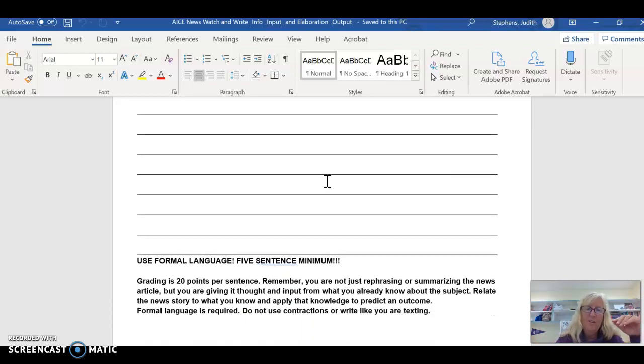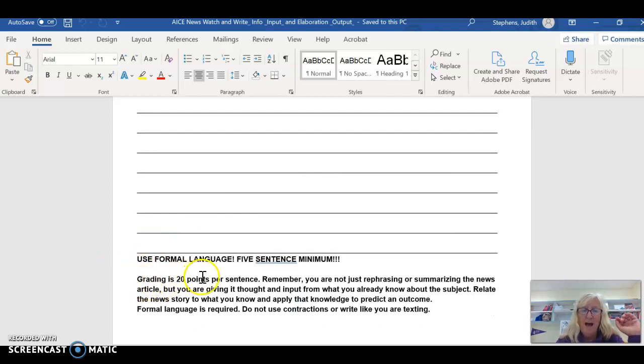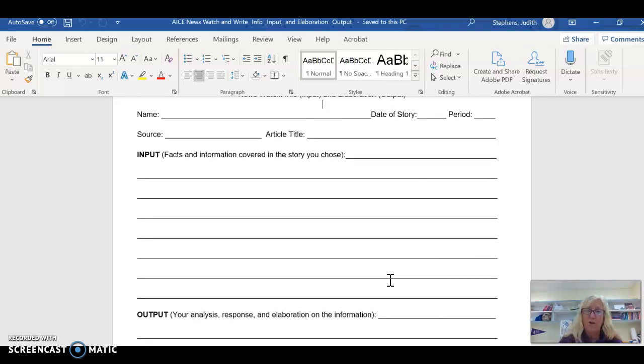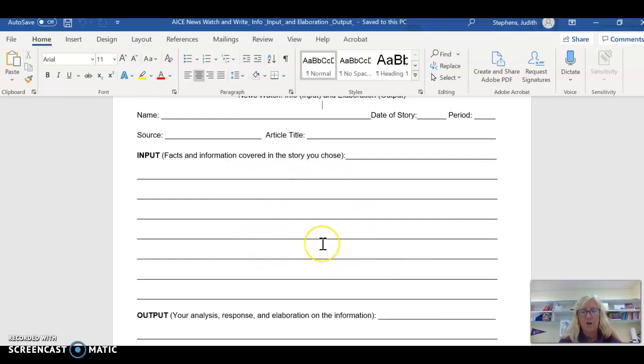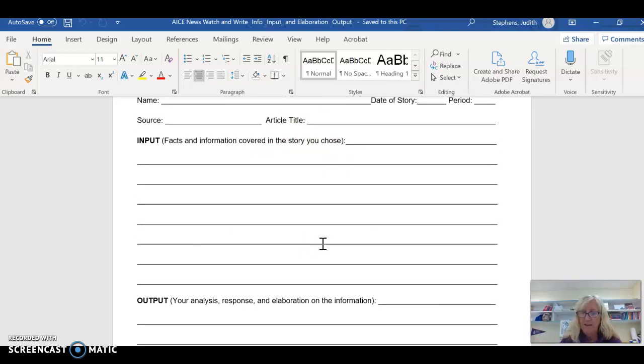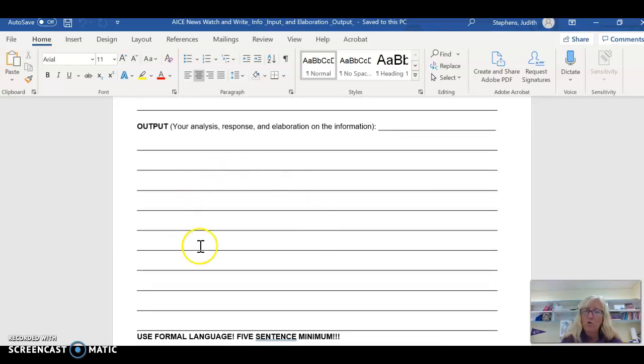You have to use formal language. I'm going to grade this 20 points per sentence, and you have to have 5 sentences. It's a regular paragraph. You are not just regurgitating what you took down up above. What you wrote up here was just notes, data from somebody else's news article. What you're putting here are your thoughts, your application to this thought.